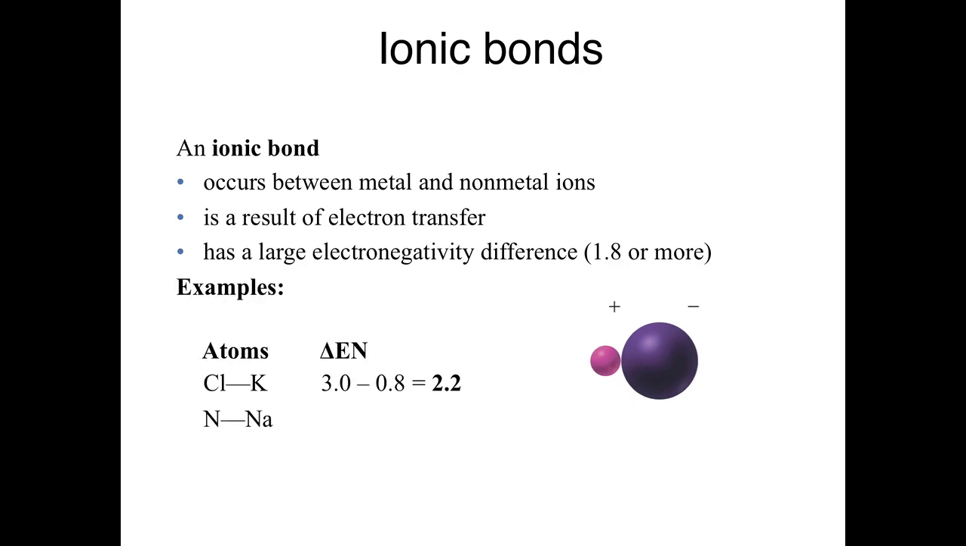Let's do some more examples. You have nitrogen and sodium. What would its electronegativity difference be? 2.1. What about sulfur and cesium? 1.8. You can see that all of these are greater than 1.8 and that they are between a metal and a non-metal. Both of these definitions will fit an ionic bond.